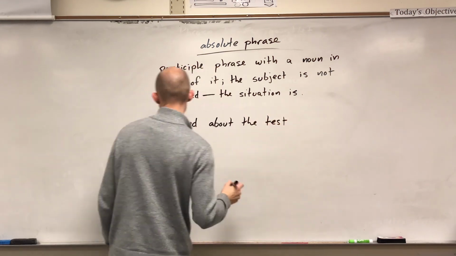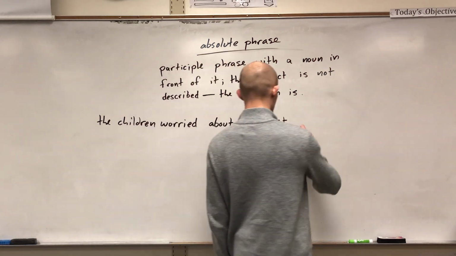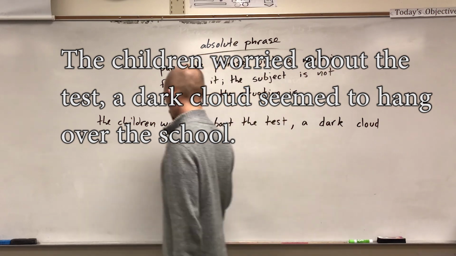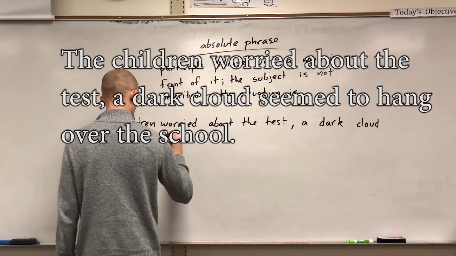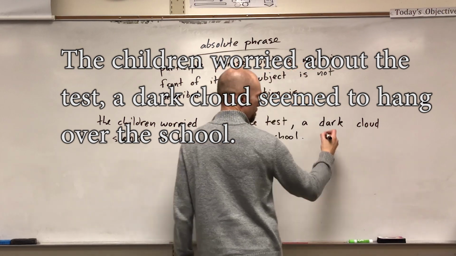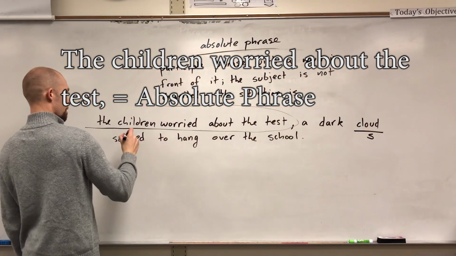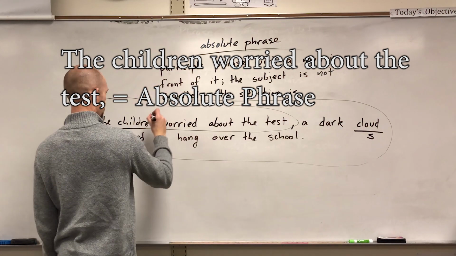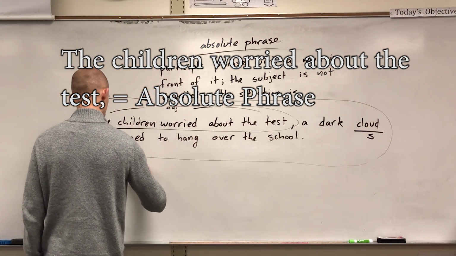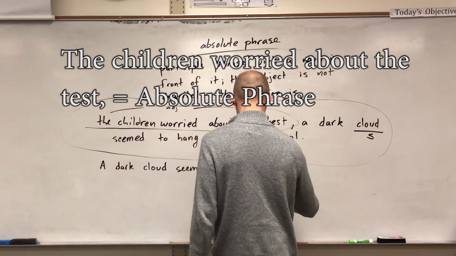Let's start with the participle we had before, worried about the test. But this time, let's include who or what is worried about the test at the beginning of the phrase. The children. So, in a state where the children are worried about the test, something happens in connection. A dark cloud seemed to hang over the school. The subject of our sentence is cloud, but the children worried about the test does not describe the cloud. It merely sets the stage for the school's somber mood. So it's functioning like an adjective, but describing the atmosphere.